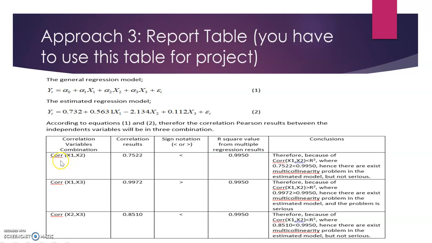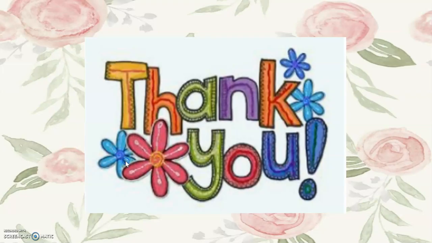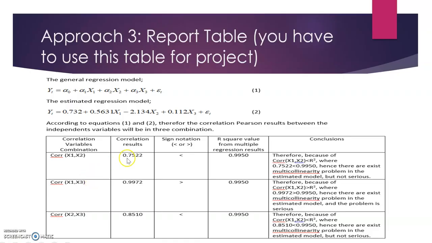Okay, let's discuss the correlation of x1 and x2 with the R square. We found that the correlation is 0.7522, which is less than 0.9950. Therefore, because the correlation of x1 and x2 is less than R square, where 0.7522 is less than 0.9950, there exists a multicollinearity problem in the estimated model, but the problem is not serious.